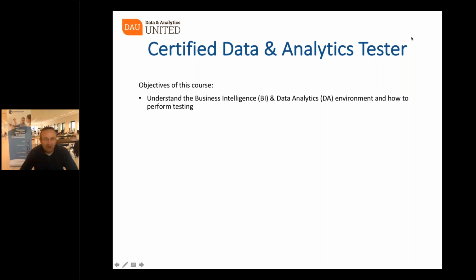Think of things like the data lake, a data mart, what a data warehouse is. Understand how they are connected to each other, and see what's different from a traditional approach. And with a traditional approach, I mean a traditional testing approach, where we test an application or a series of applications in combination with each other.